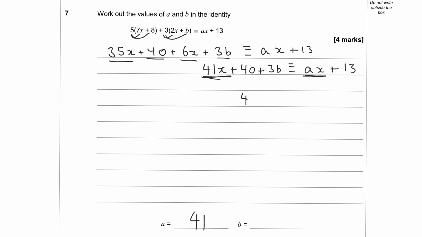If we look at b, it's 40 plus 3b equal to 13. So now we're going to rearrange this formula to work out what b is. If we take away 40 from both sides, 3b is equal to minus 27. And then if we divide by 3 on both sides, b is equivalent to negative 9. So we can happily say that b is equal to minus 9.